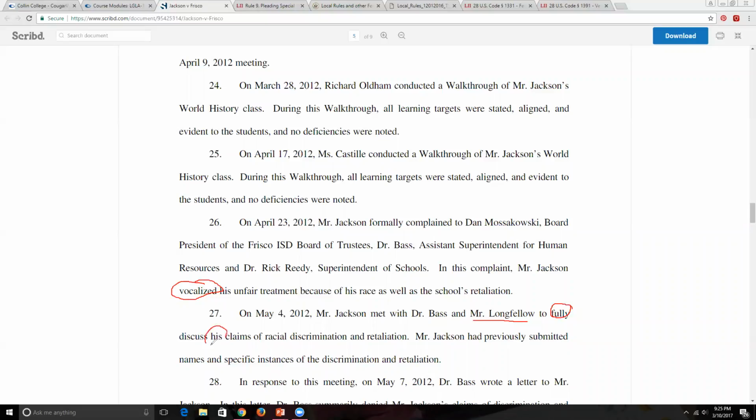This "his" could be ambiguous, but I don't really think it is. We've heard so much about Mr. Jackson's claims, and there's no reason to think Dr. Bass or Mr. Longfellow has gone to Mr. Jackson to talk about their concerns about their own victimhood of racial discrimination. So technically this is ambiguous, but I don't really think it is. Mr. Jackson had previously submitted names and specific instances of discrimination retaliation. I'm guessing that this is up here, but it would be better to make that clearer, where this previous incident is.